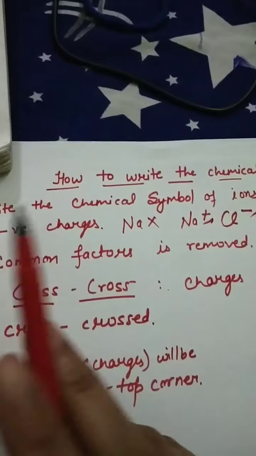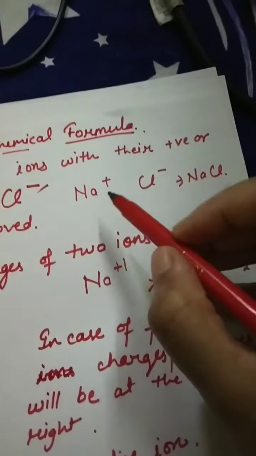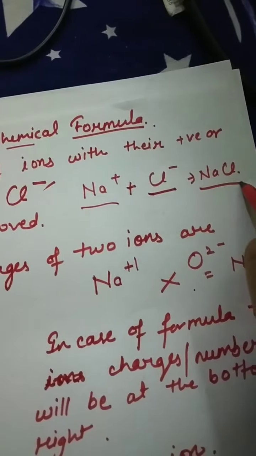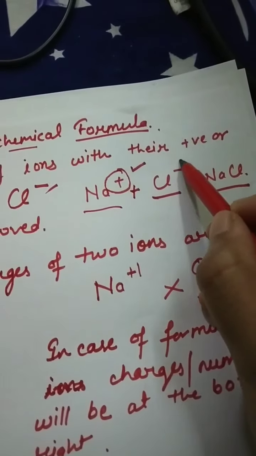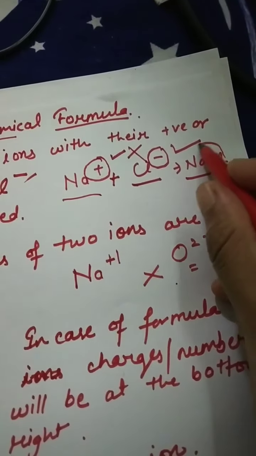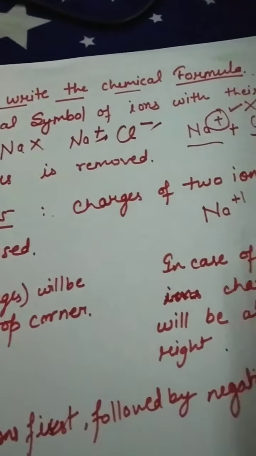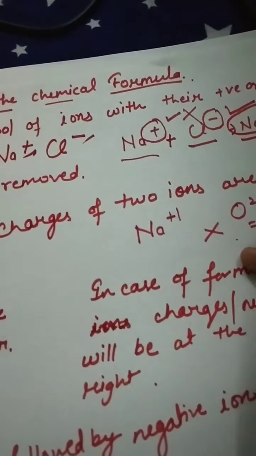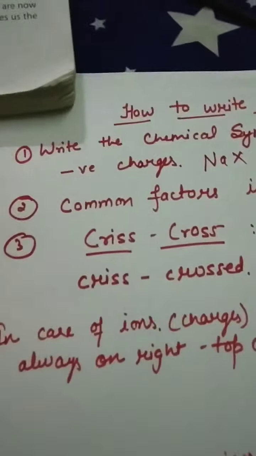Then when we write the chemical formula, the common factors are removed. If we talk about Na+ and Cl−, when they both react and NaCl is formed, because here is a single positive charge and here is a single negative charge, both will be cancelled and there will be only NaCl, with no +1 charges written there. Same if there were +2 here and -2 here, then both would interact and get cut off, or just the common factors will be removed.